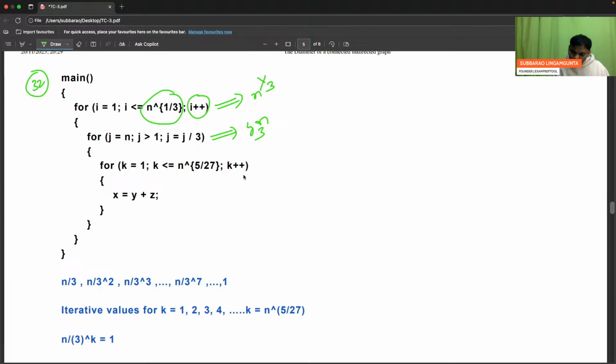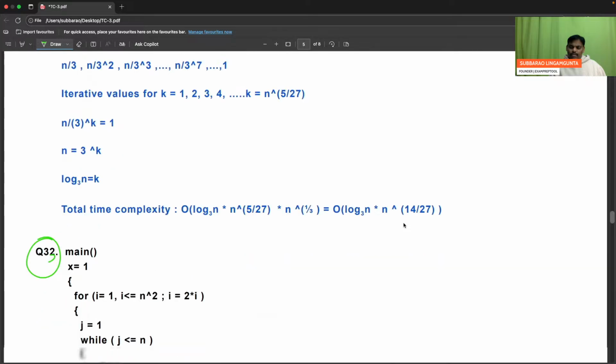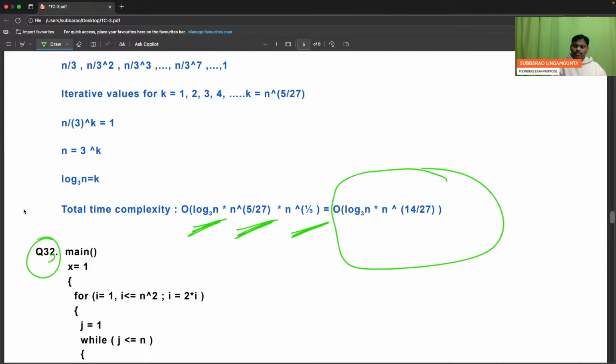Next one, if you observe clearly, this is also always plus 1. If always plus 1, it is n by 1. Here it is n power 5 by 27, so 5 by 27. So multiply all three because of inner loops. Same thing, multiply. So I think this is the same answer. Log n base 3 is one factor, n power 5 by 27 is another, n power 1 by 3 is another. Simplify as much as possible. So that is question number 32.